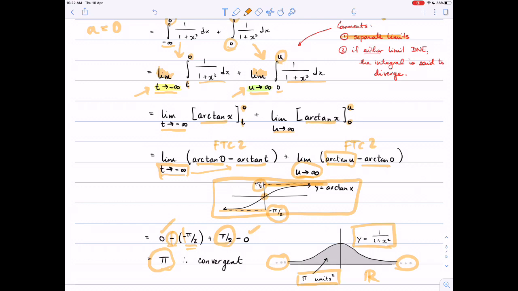So that was type 1. In the next video, we are going to do a special type of type 1 integral, the p integral, and then after that we will look at what we had above, the second type, which was unbounded above and below.